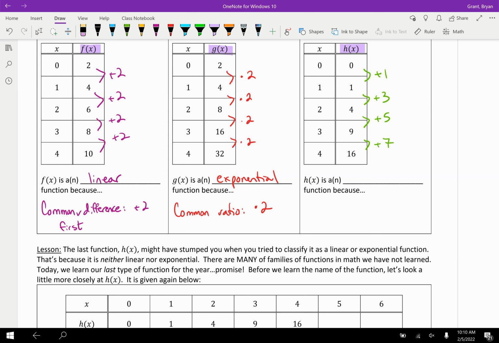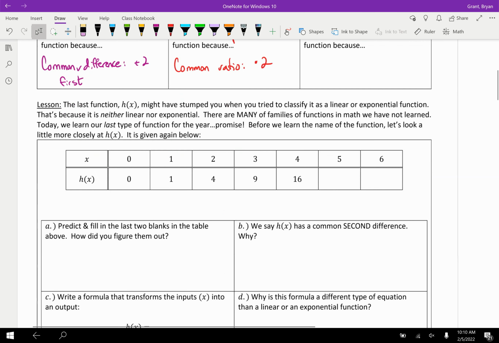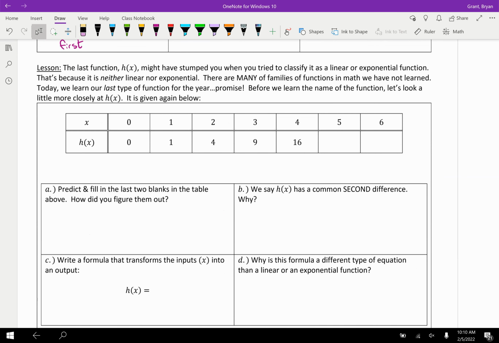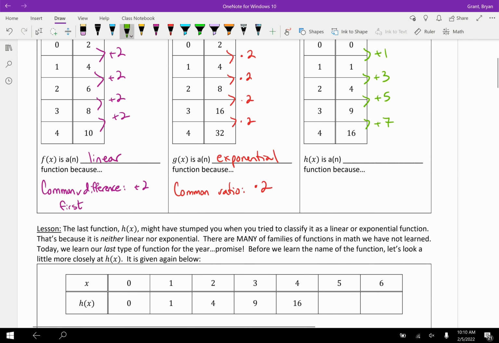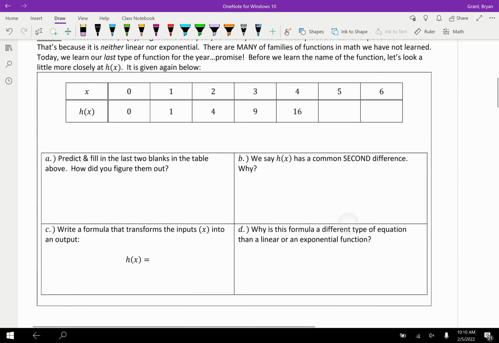However, before we learn the name of this function, I bet you guys can probably figure out a bit about its pattern. So what I have down below is the same table that we just looked at, h of x again. And we're going to go through and actually extend that table, right? There wasn't a 5 or a 6 there. There is over here. So there are 4 questions for you at the bottom. Part A wants you to fill in these 2 blanks. Part B is going to talk about a common second difference. Common, important.